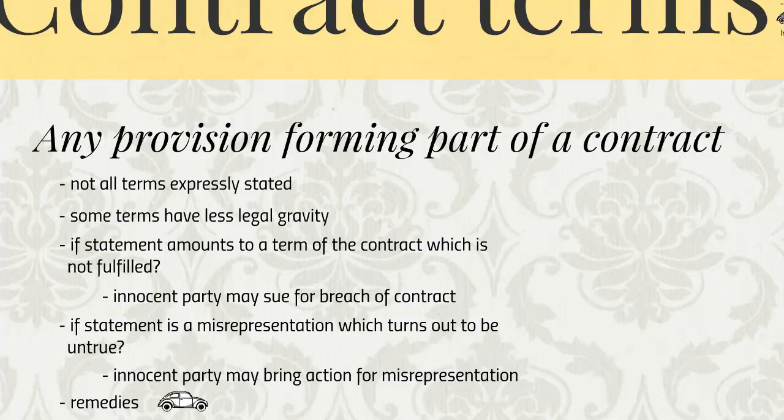And just to give you an example of a term of contract, let's bring back our car example. And let's imagine that the contract described the car as having alloy wheels. That would be the term of the contract. This car has alloy wheels. Now, if the car didn't have any alloy wheels, that is a breach of the contract because it's a statement that has not been fulfilled.